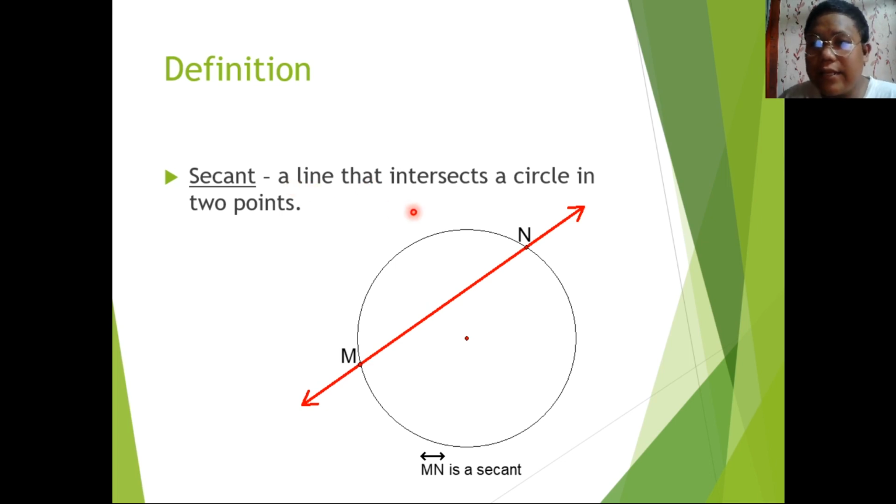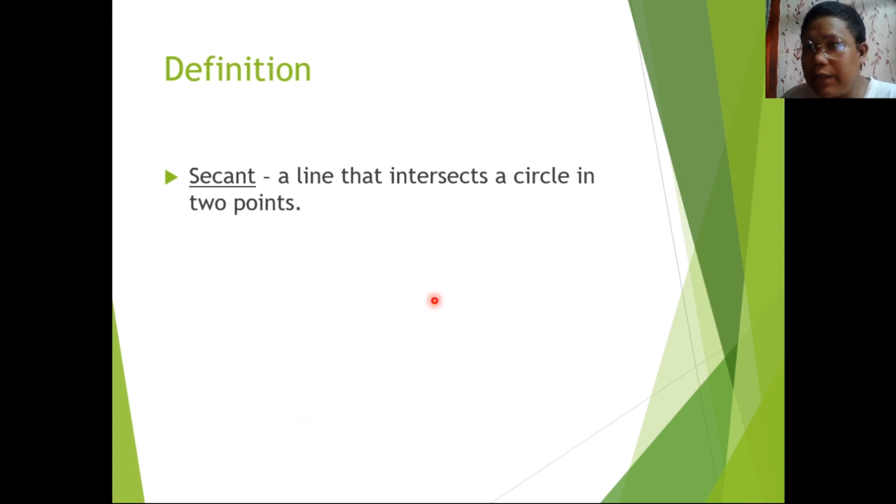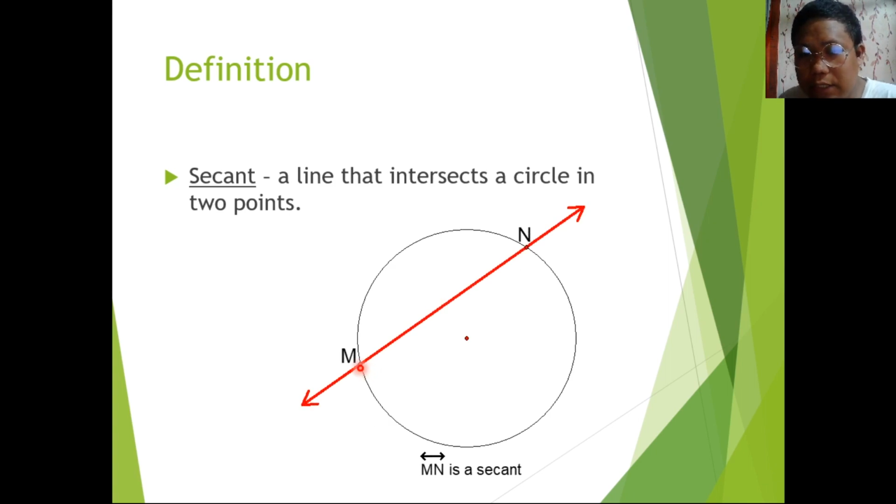So, a line that intersects a circle in 2 points. It connects the two endpoints on the circle, but it is a line, right? While a chord is a segment. For example, these two endpoints M and N are being connected and intersect, no? Intersect specifically through a line. So this is line MN. If you're going to read that one, that is line MN. Line MN is a secant.